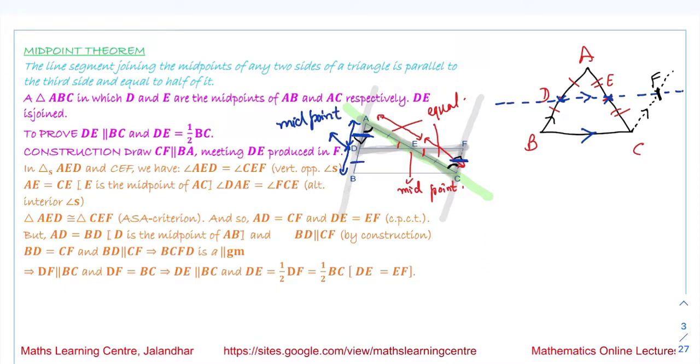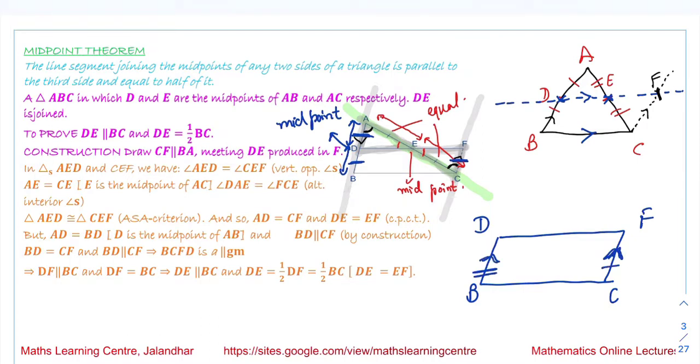So we are saying that this length is equal to this. When we look at this figure, D, B, C and F, these two lines are parallel and these two lines are equal to each other. So this figure BCFD is a parallelogram. This gives us that these two sides are also parallel to each other. This is what we have to prove.